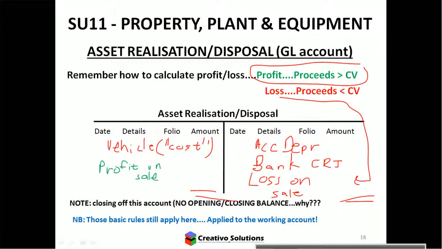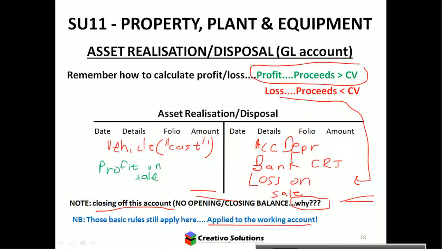Okay, so you won't have a balance brought down, balance carried down. It closes off completely. Okay. Right, so just note the account closes off, no opening or closing balance. Why? Do I still have the asset after I've sold it? No. So will I still have this account after I've processed it? No, you won't. Okay, and then basic rules still apply.